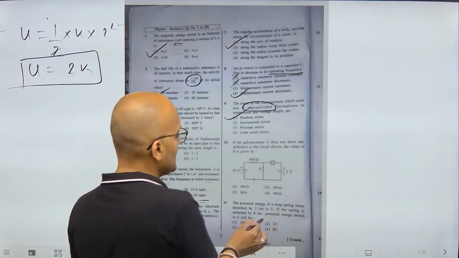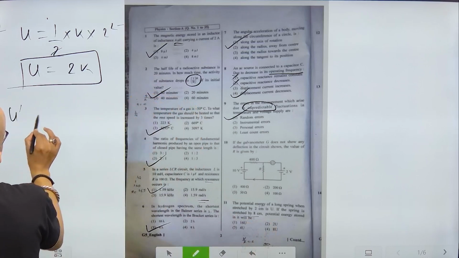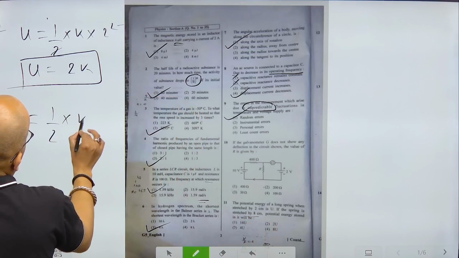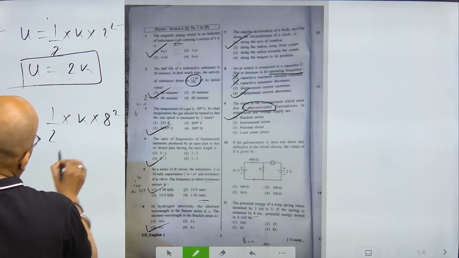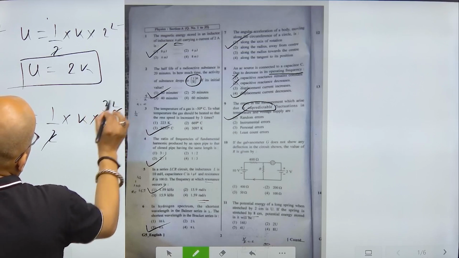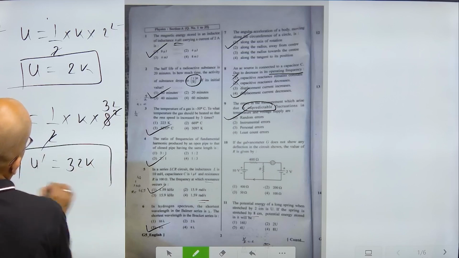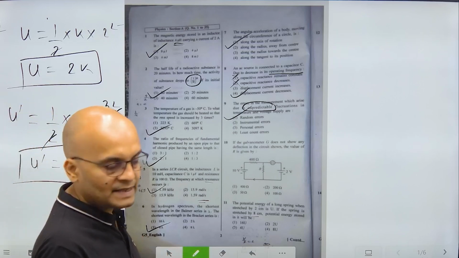If the spring is stressed by 8 cm, now half k x square, right? 64 upon 2, that is 32. So U dash is equal to 32k when it is stressed by 8 cm.